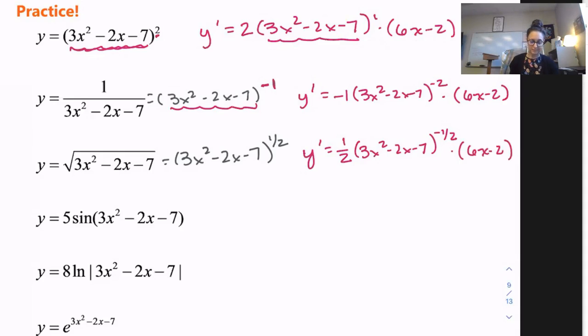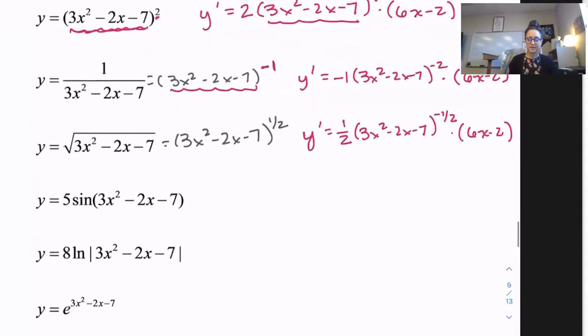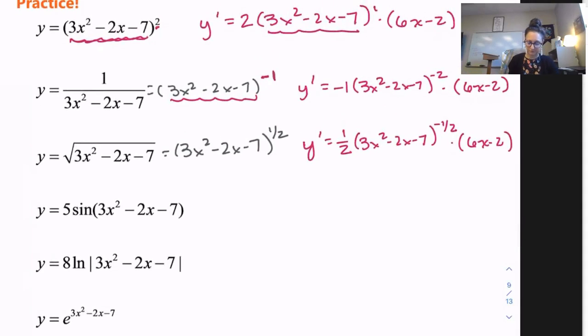Okay. Anything I need to rewrite for the next one? Nothing I need to rewrite there, so we can go straight to the derivative. What is the outer? The outer function is technically 5 sine. That 5 is going to come with us. What's the derivative of sine? Derivative of sine is cosine, so that's the derivative of the outer, hold the inner, then times the derivative of the inner. So that's going to be 6x minus 2 again.